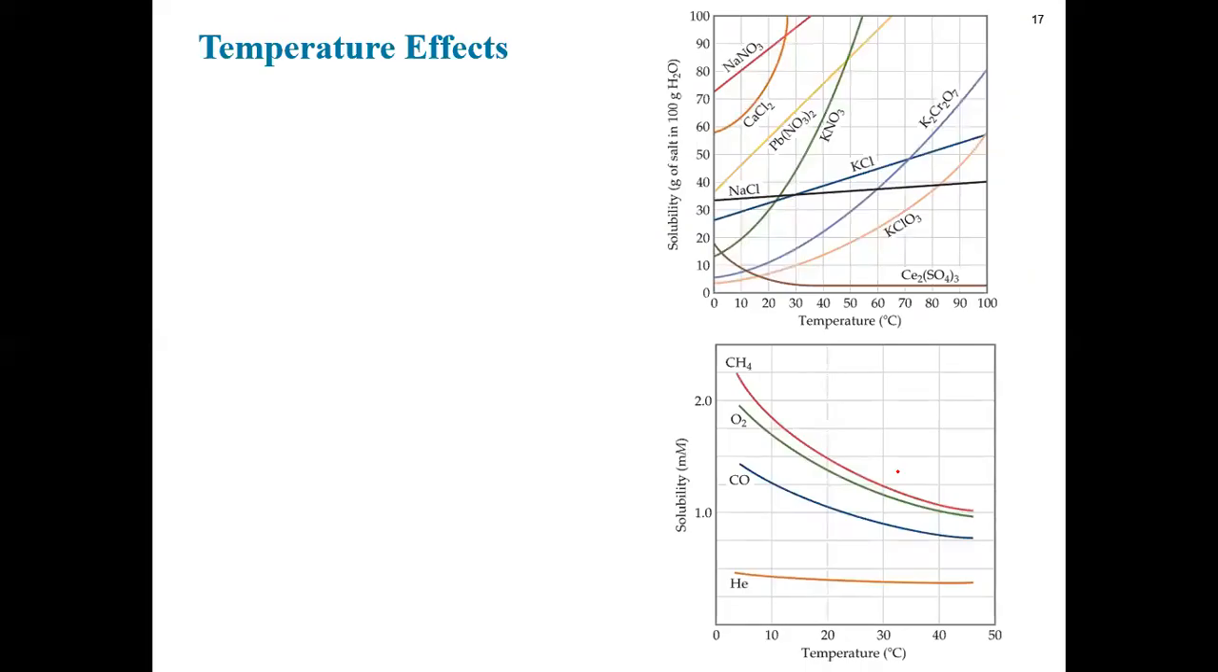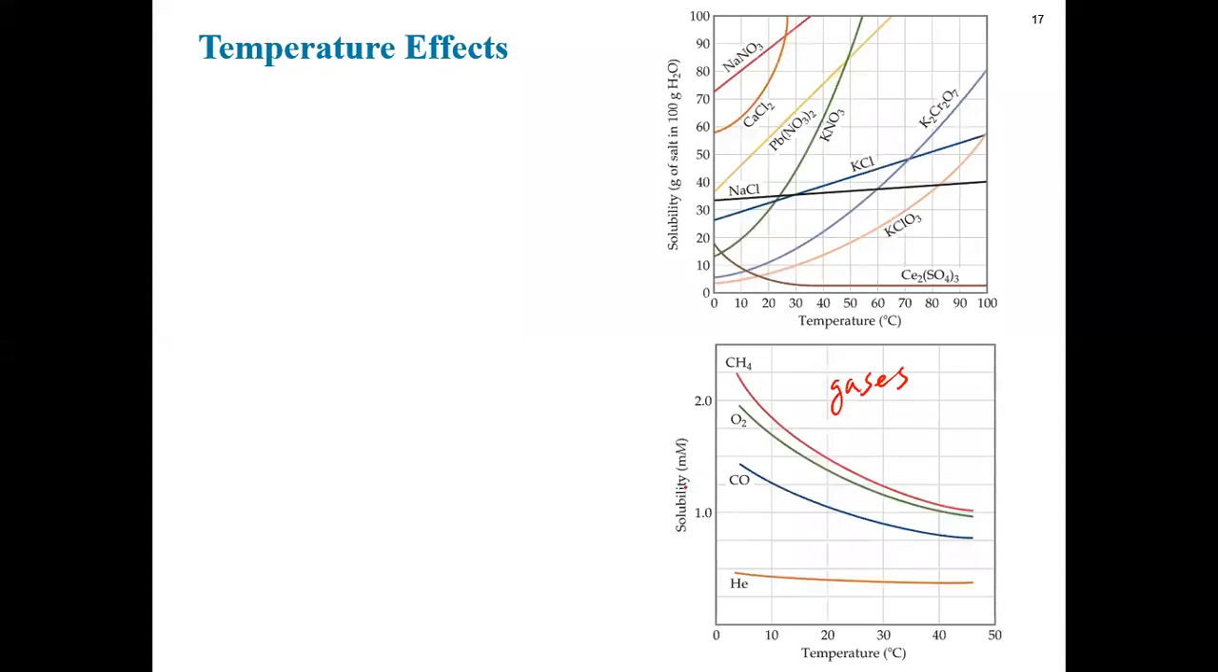Okay, so we examined the solubility of gas in solvents. First, the nature of the solvent and the solute. Secondly, the pressure. Third is the temperature. You can see the dependence of solubility on temperature is kind of complicated. Why? Because on the right side of this screen, we have two graphs. The graph at the bottom is about gases, and that's kind of simple.